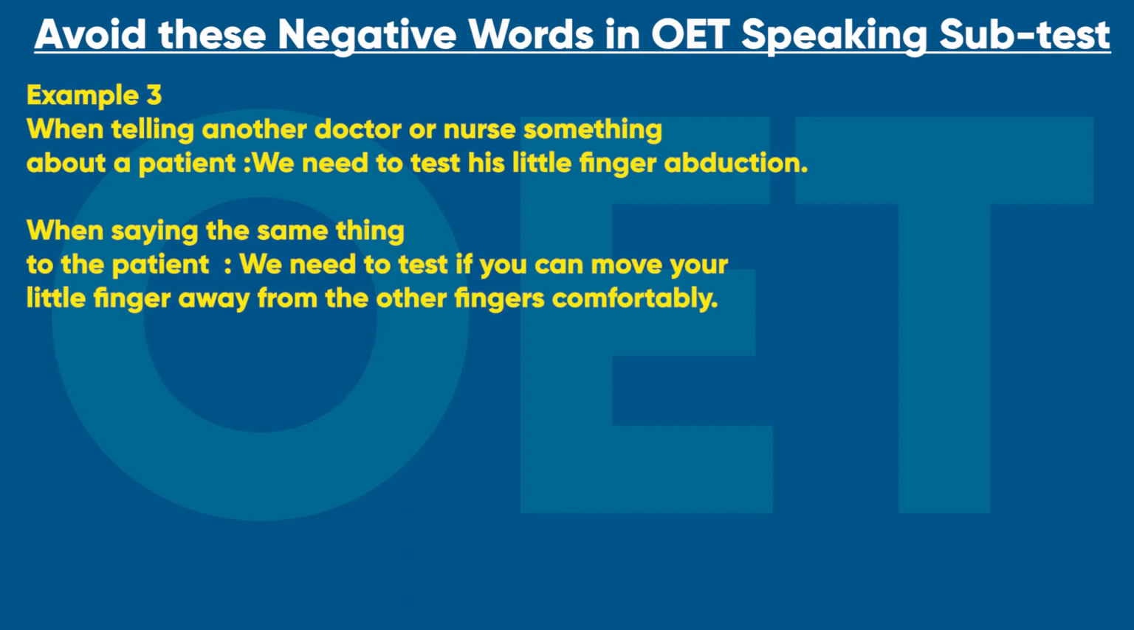Third example: we need to test his little finger abduction. Here you need to avoid the word abduction, which is often associated with kidnapping. This may confuse the patient if he thinks that someone wants to kidnap his little finger. It's really funny, but the correct way of saying it as an OET aspirant is, we need to test if you can move your little finger away from the other fingers comfortably or not. So the same thing can be explained using simple language.